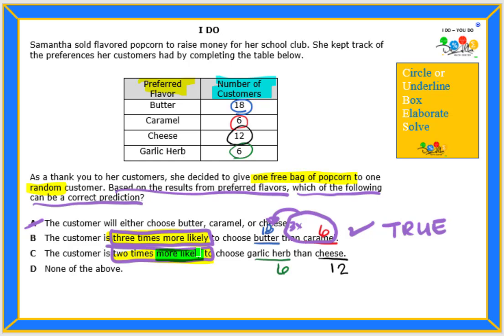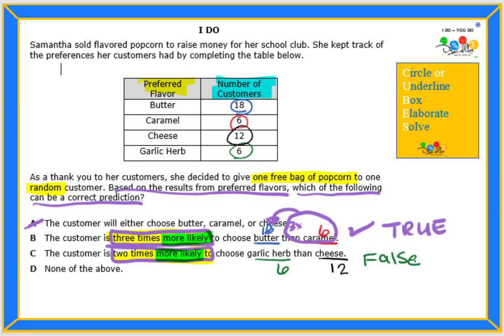twice. Because some students will look at this and say, well, 6 times 2 is 12, so it's 2 times. But that's not true. This cheese is 2 times more likely, not garlic herb. So again, if you're confused, you can just use the more likely and look at it that way. Like in the top, the one that we have here and we decided is true. If we just look at the more likely, is 18 more likely than 6? Yes, it is, because it's higher. So 6 is not more likely than 12. So it's definitely not going to be 2 times more likely. So that one is false.